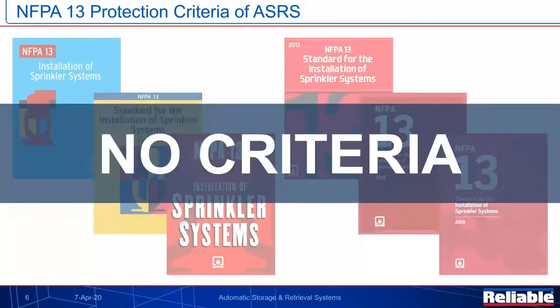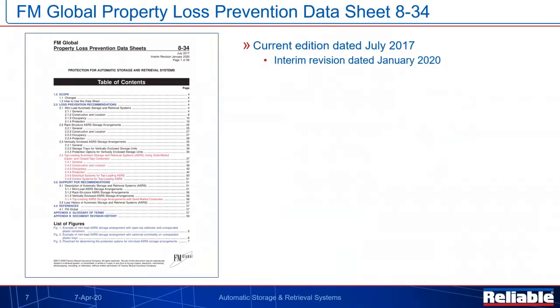And what we can look towards is a lot of times Factory Mutual's loss prevention data sheets. Now, as an insurer, Factory Mutual is incentivized to prevent fire and loss occurring in properties that they insure. And they do a lot of research on their own and publish that research in data sheets. There's a specific data sheet known as 8-34 that is meant to talk about automatic storage and retrieval systems. And the current edition that's out there right now was first put out in July 2017. And FM's been known to put out interim revisions over time rather than calling it a new edition of the standard or the data sheet. So what we're going to talk about today is the interim revision dated 2020.